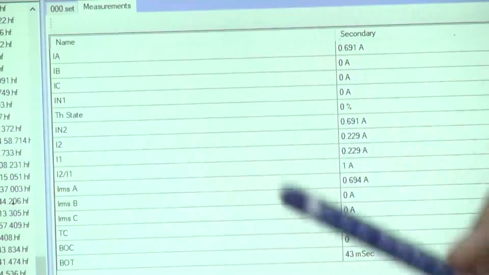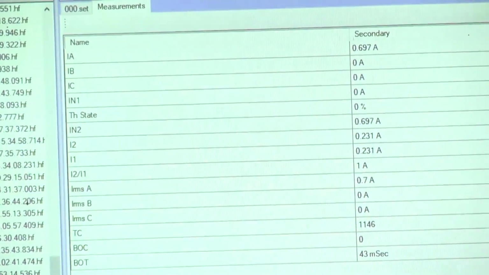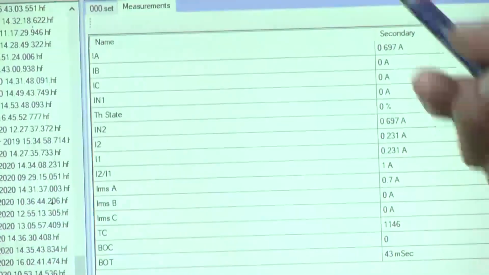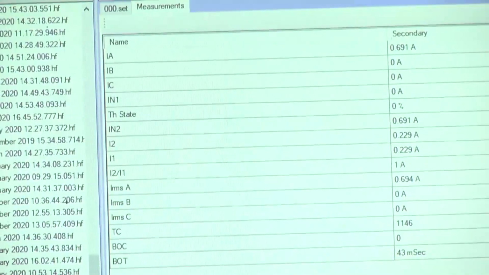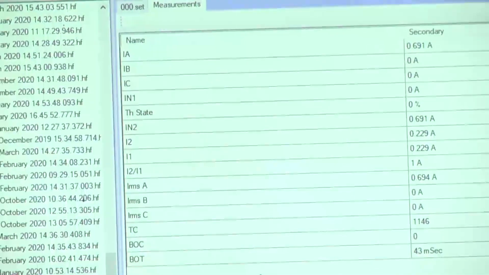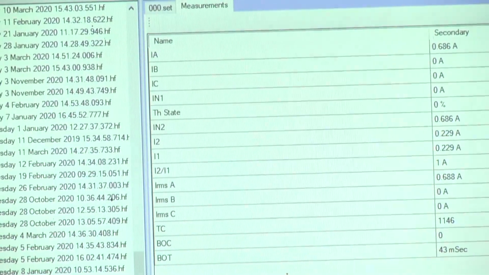The CT ratio is 10:5, so it is a factor of 2. So this 1.383 divided by 2 gives around 0.7 ampere of current at this particular moment. Now, this shows the current perspective.